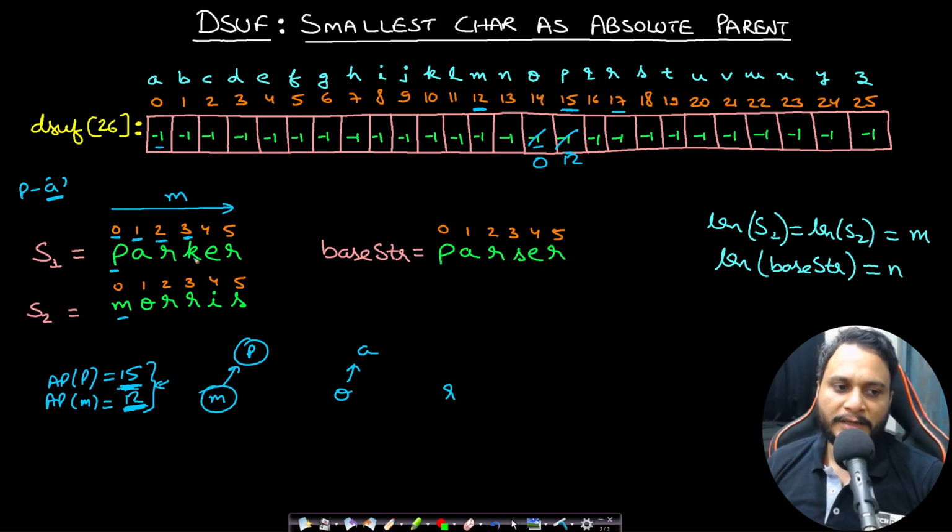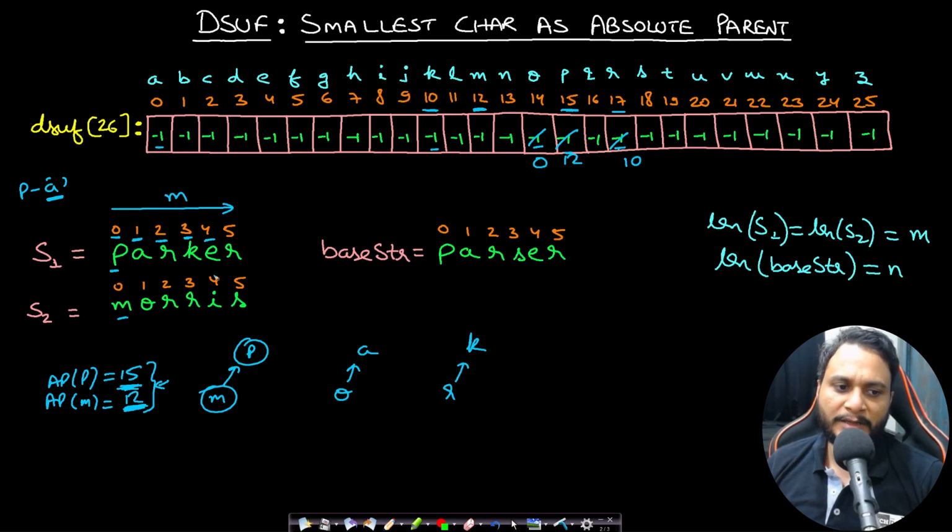If you look at the third index, K and R are equal. So look at the value at K, it is -1, and look at the value at R, it is also -1, right? So which one is smaller? K is smaller. What is the absolute parent of R? It is the same. So 17 will be pointing to 10 now. That means R will be pointing to K.